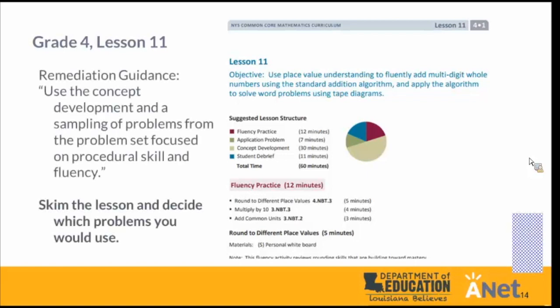And if we think about the guidance that was given here, they want us to choose problems focused on procedural skill and fluency. And since word problems are more application, I didn't choose to use that problem from the concept development. The same is true for the problem set.